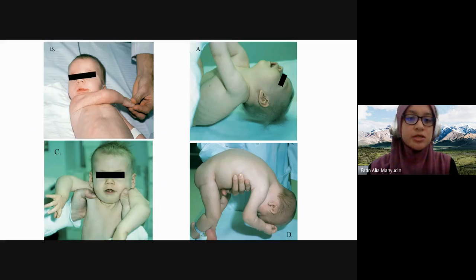So this is the picture. I'm sure you are already familiar. This one is a scarf sign. This is a pull to sit, shoulder suspension, and ventral suspension.